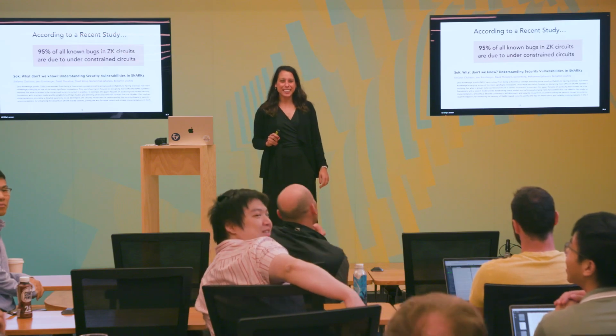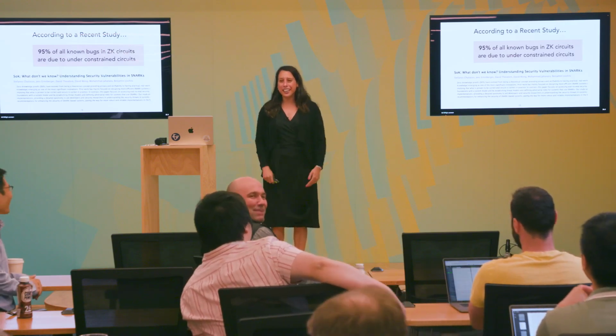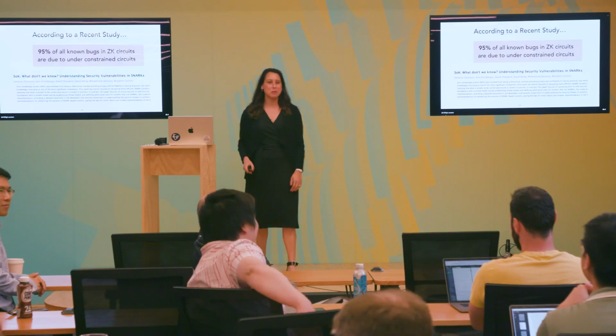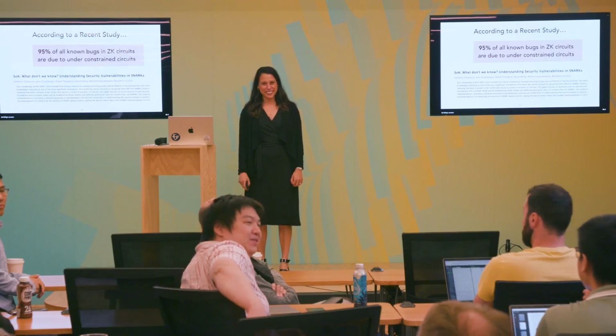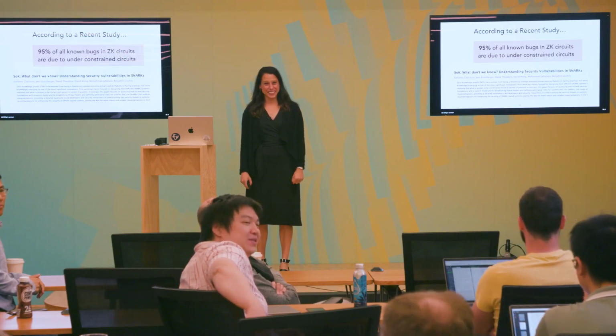Sorry, what was the question? Oh, right. Could it be that the reason 95% of all known bugs in ZK circuits are due to under-constrained circuits is just because those are the ones that people happen to be able to find or have been looking for? Right. I think there's definitely a bias. We debated for a long time how to even classify them, and there are definitely some cases that are ambiguous. So we try to outline as best we can the methodology that we used to objectively classify the circuits.